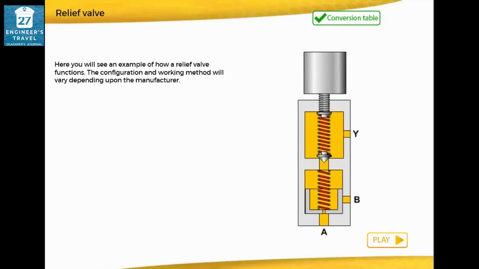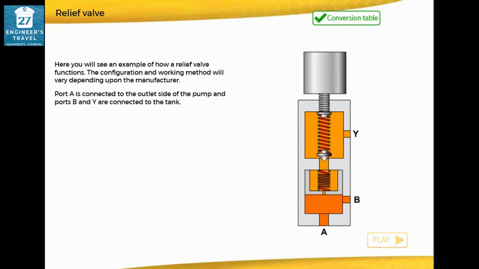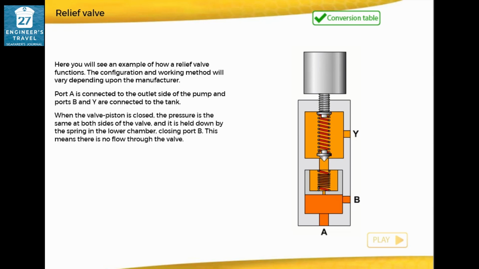Here you will see an example of how a relief valve functions. The configuration and working method will vary depending upon the manufacturer. Port A is connected to the outlet side of the pump, and ports B and Y are connected to the tank. When the valve piston is closed, the pressure is the same at both sides of the valve, and it is held down by the spring in the lower chamber, closing port B. This means there is no flow through the valve.